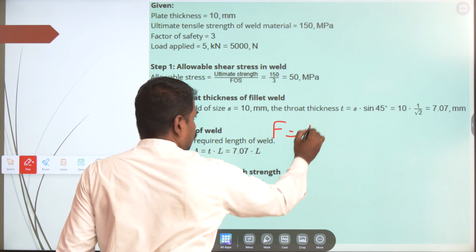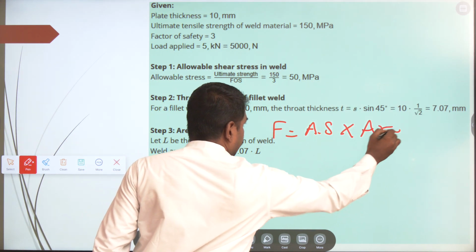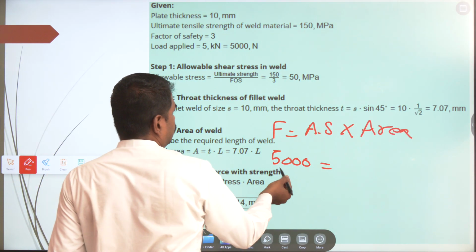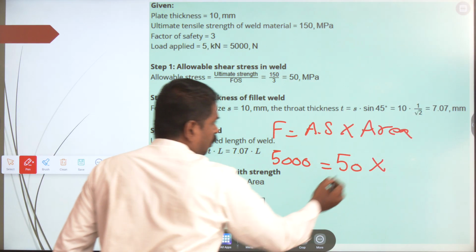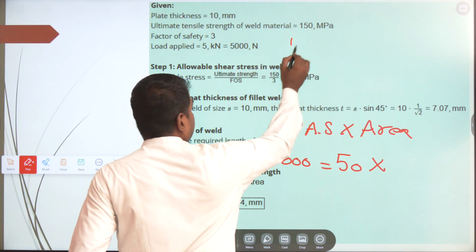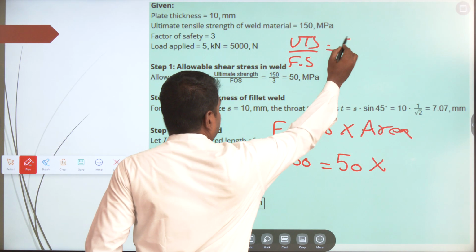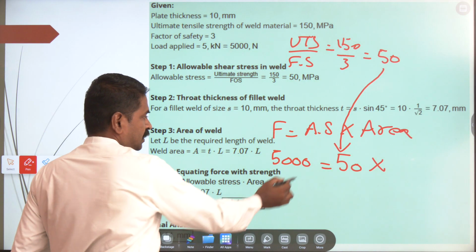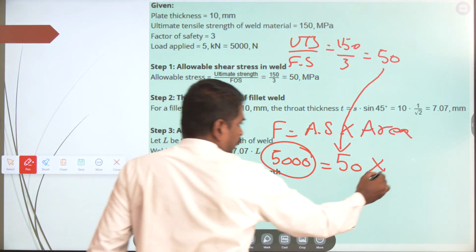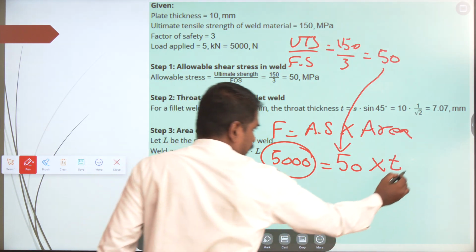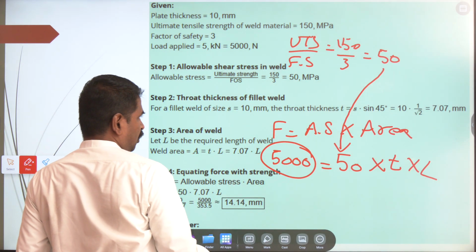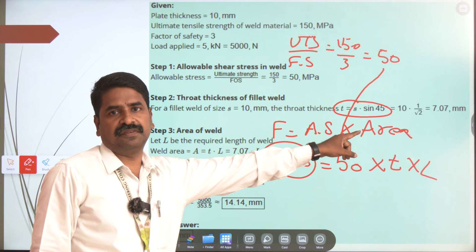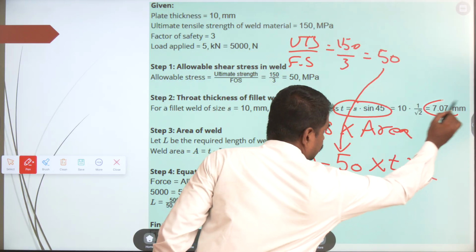Force is equal to allowable stress into area. Force is nothing but 5000. This is equal to allowable stress. Allowable stress is nothing but 50 megapascal. How did you get this allowable stress? Ultimate tensile strength divided by factor of safety, that is 150 divided by 3 is equal to 50. You are equating over here. This is given in the question. And what is area? Area is nothing but your throat thickness into length. How did we get throat thickness? Throat thickness is nothing but plate thickness into sine 45 degree. So you got the value of 7.07.